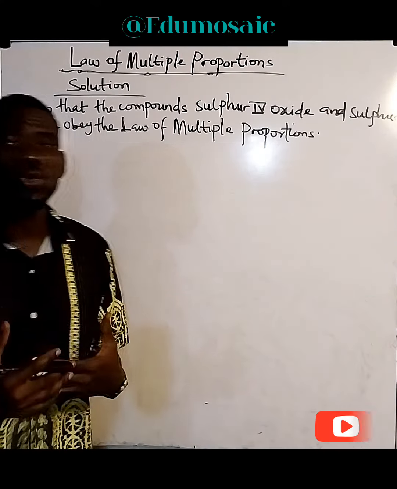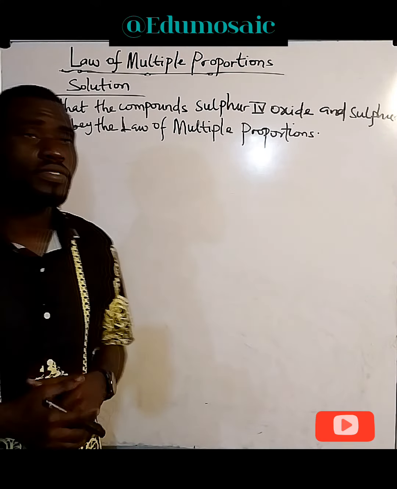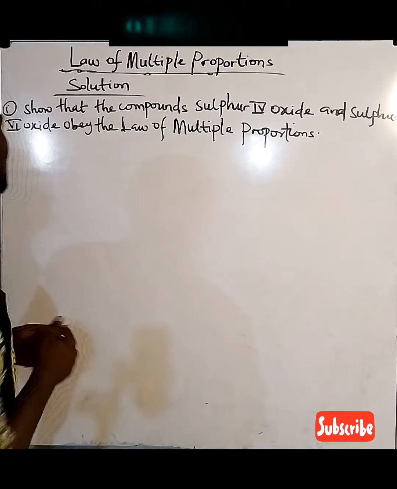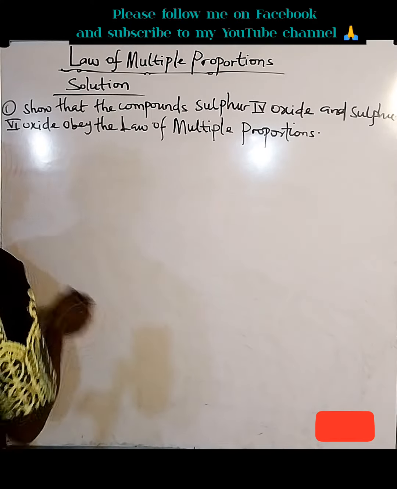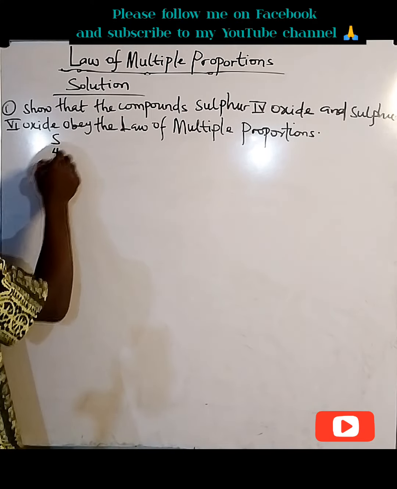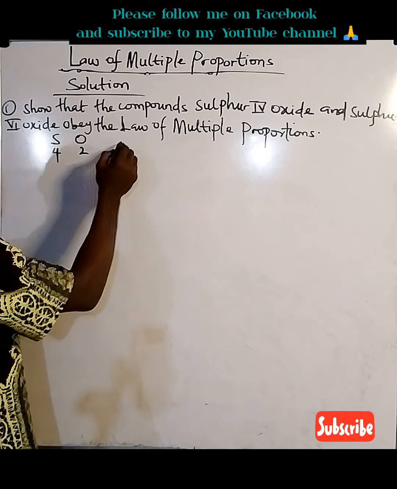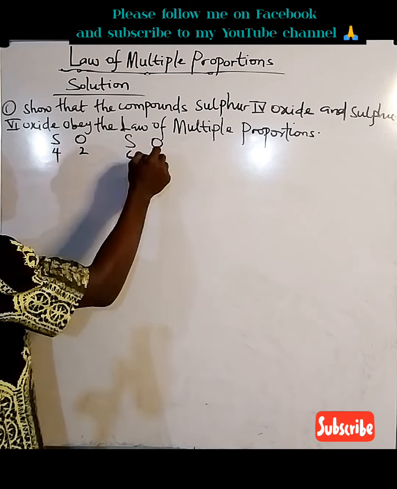So how do we show that these two compounds obey the law of multiple proportions? Now, let's see how we're going to do that. First we have sulfur (IV) oxide. Look at sulfur (IV) oxide, this is the first. And the next is sulfur (VI) oxide.